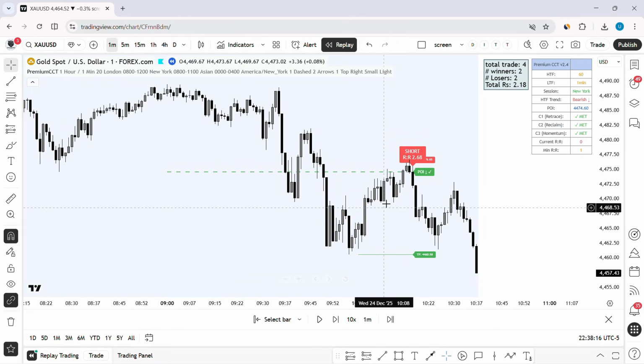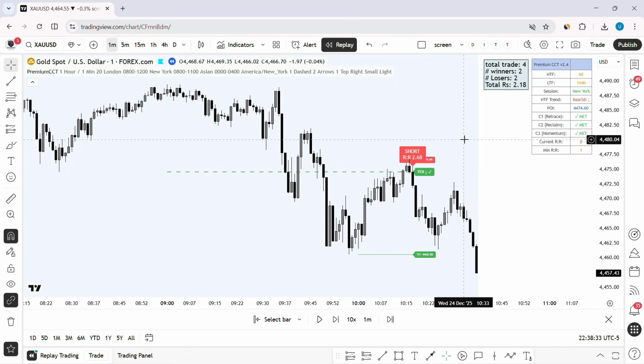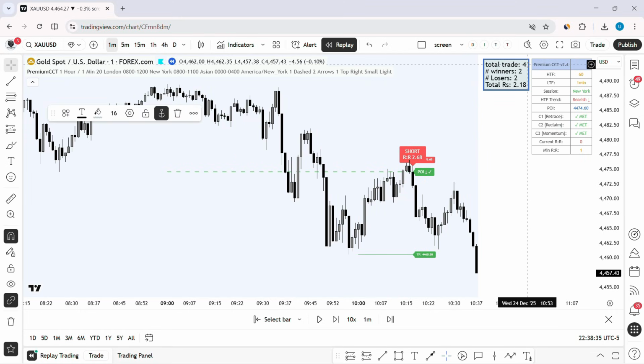So as you can see, this trade has resulted in profit, giving us 2.68 R. Our risk reward was at the high of this candle at this level. As you can see at the back of this short level, then we had our take profit at this low. So let's update our table.